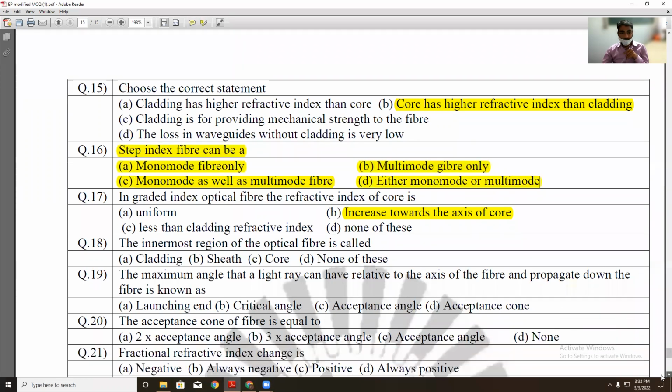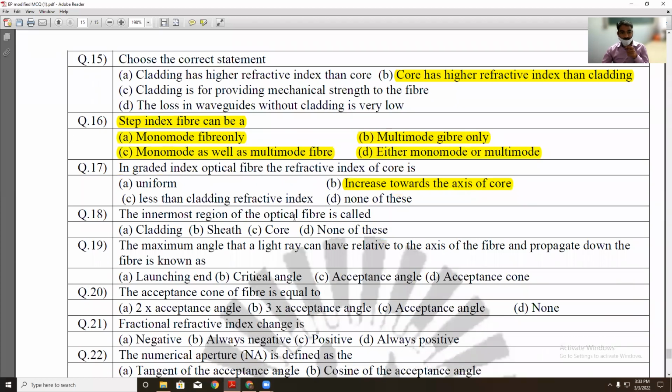Okay. The innermost region of the optical fiber is called as core region. We call this the core region. Okay. This MCQ is very important. Read it carefully. The maximum angle that a light ray can have relative to the axis of the fiber and propagate down the fiber is known as.